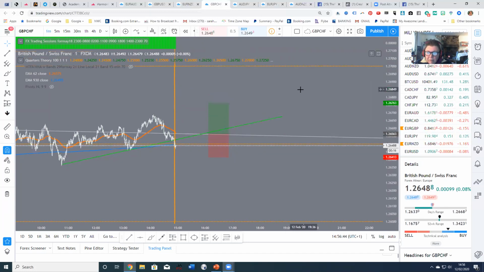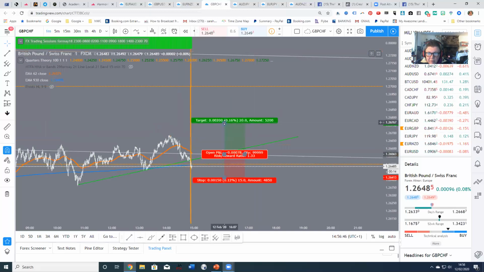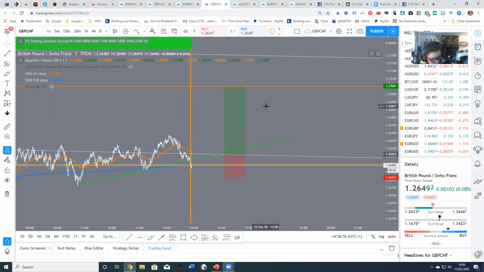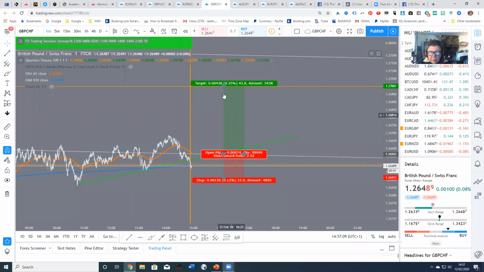But take profit 2. And remember, this is a slow moving pair, but your take profit 2 is going to be up at that next level, which will be 1.27, which is quarter theory. Let me write that down. 1.27000, and that's about 40 pips. So you've got a 20 pip profit range and a 40 pip profit range.